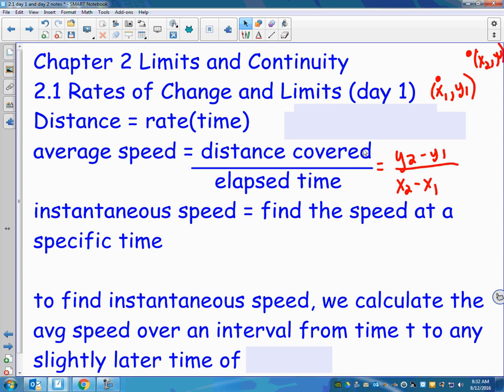Instantaneous speed is the speed at an exact point. So if I traveled for 3 hours, how fast was I going at exactly 1 hour into my trip? It's a little bit harder to think about because you don't have 2 points that you can average. I need to know the exact speed. So what we're going to do is look at the average speed over an interval from the time that we want to a time slightly later. And we're going to talk about what that means, this idea of t plus h, where h is a really small number.